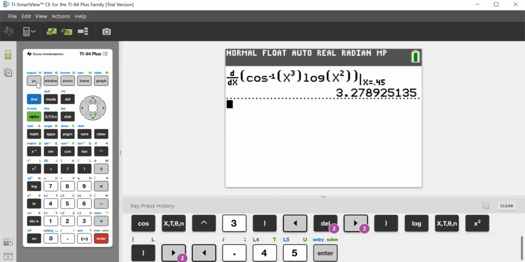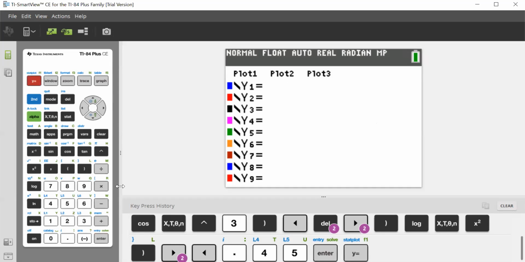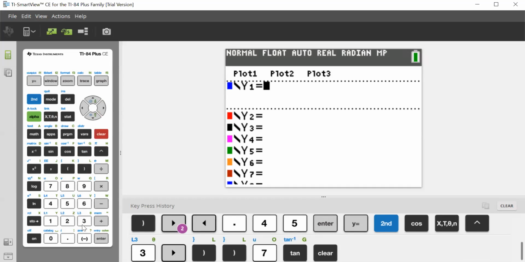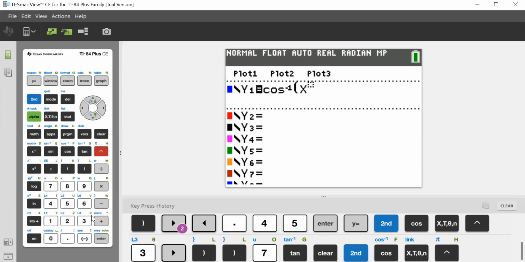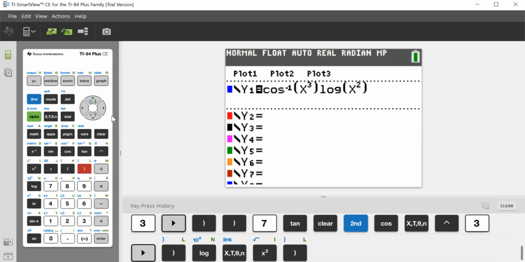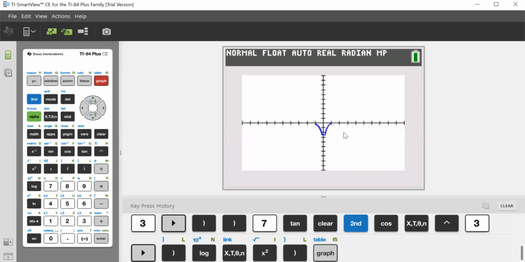And then there's another way that you can also do this. If you were to go into your y equals here and graph your function, again, we'll do the same function, cosine of x cubed times log of x squared. Oh, geez, that didn't work. Let's try that again. And if you were to graph that, you see it looks like this.